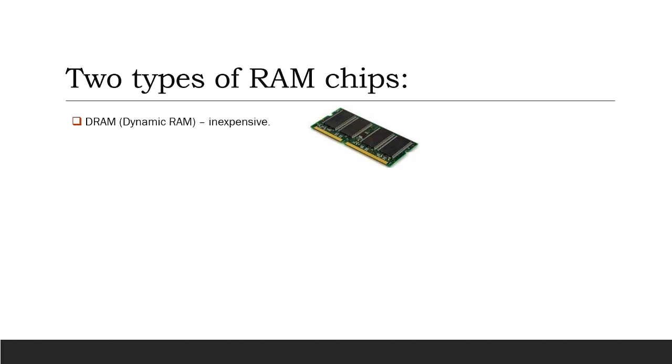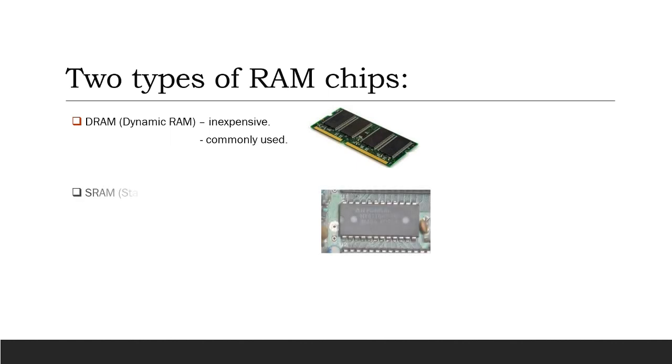Now, again there are two types of RAM chips. That is dynamic RAM, DRAM. This is the most common one that is seen, and it is inexpensive. Next is static RAM, SRAM. SRAM is more efficient and fast, but it's a bit more expensive compared to dynamic RAM. And this is used as cache memory.